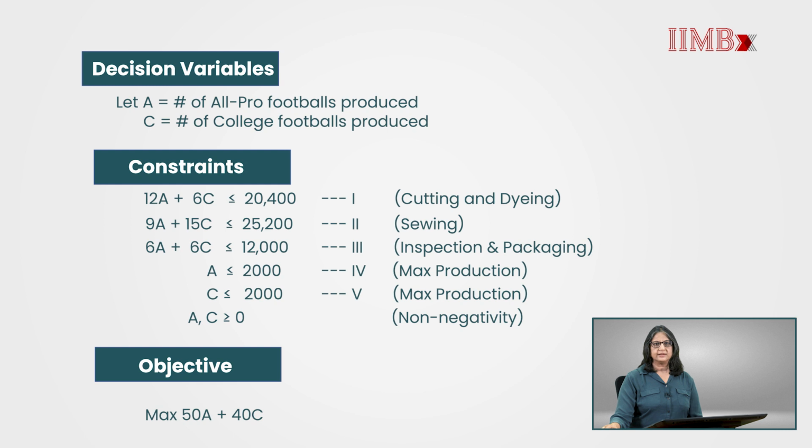So the formulation was where we said let A be the number of all-pro footballs to be produced, C to be the number of college footballs to be produced, and then we had various constraints for cutting and dyeing, sewing, inspection and packaging, maximum production of A, maximum production of C, and then we said A and C both will have to be non-negative. The objective here was to determine the number of A's and C's which will maximize our total profit, 50A plus 40C. So let's see then, how can we put this formulation on Solver?